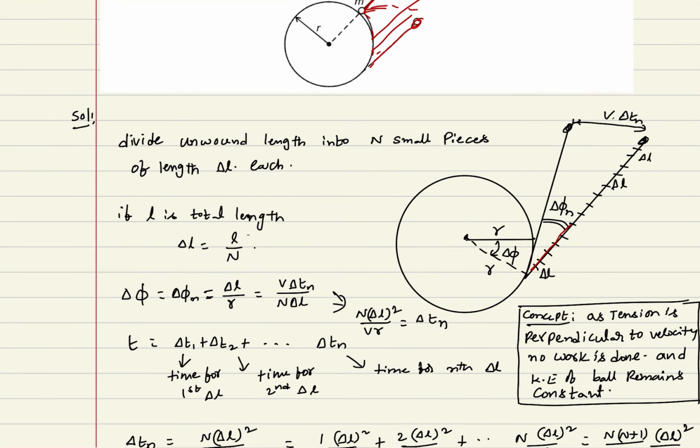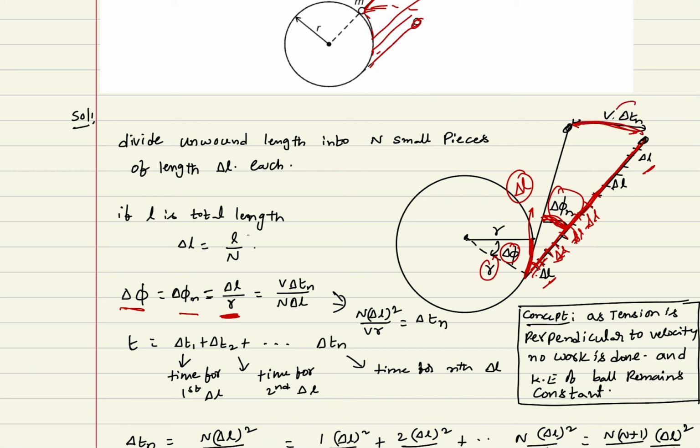I am drawing the same diagram now. You can see I have divided the unwinding thread into small parts, each of length delta L. According to me, I can write that for the winding part, delta L equals r into delta phi, or delta phi equals delta L divided by r. I have divided this into n equal parts, with delta phi n the angle for each.